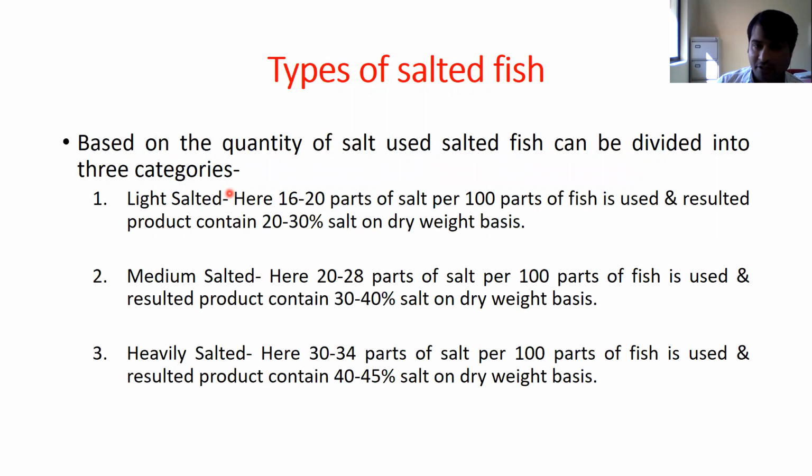Okay, this is what we covered, the factors which affect the salting process and quality of the product. Now the second topic is the types of salted fish. Based on the quantity of salt used, जितना salt हम use कर रहे हैं, based on that salted fish is classified into three groups: light salted, medium salted, heavily salted. Light salted, what we are doing in case of light salted, here 16 to 20 parts of salt per 100 parts of fish. Means what?